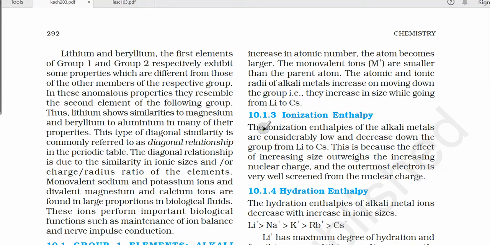Okay, so the ionization enthalpy of alkali metals is considerably very low. Due to this reason, when we are moving down in the group, it decreases more. Moving from lithium to cesium, we will see that this energy decreases more with the increase in size, and hence the tendency to release an electron increases. It means cesium will be more reactive in comparison to the elements which are present in the earlier positions in the group.